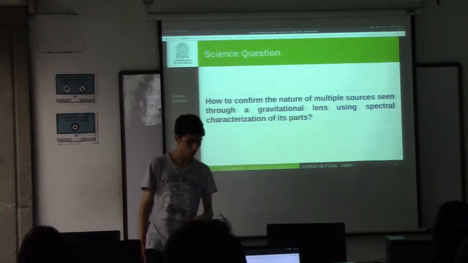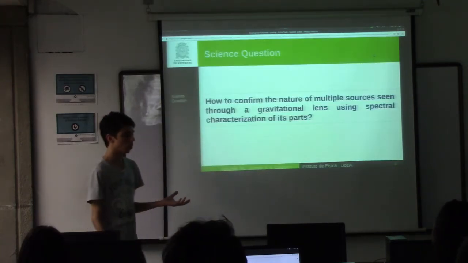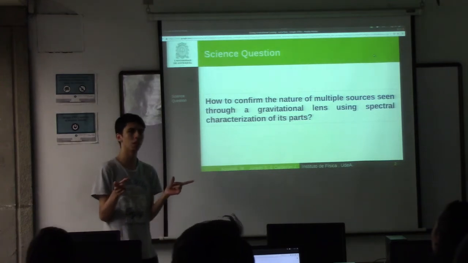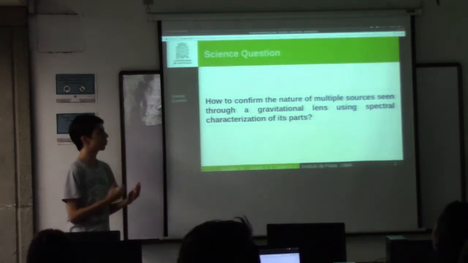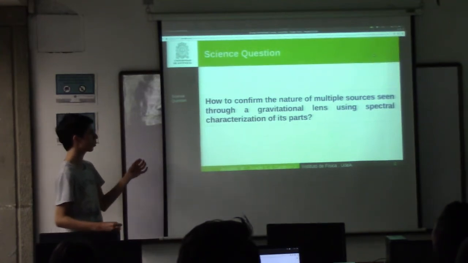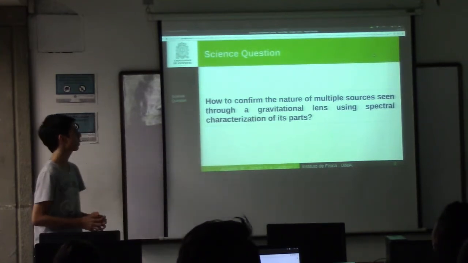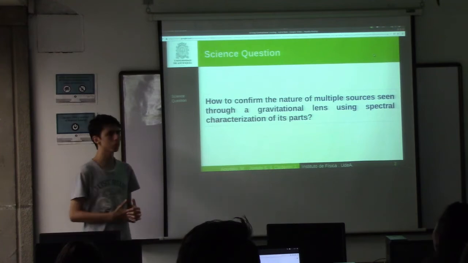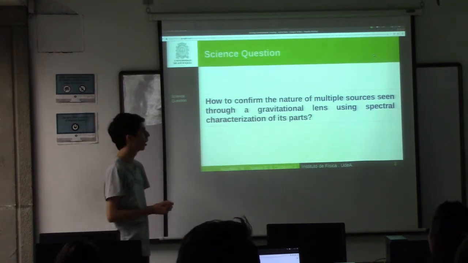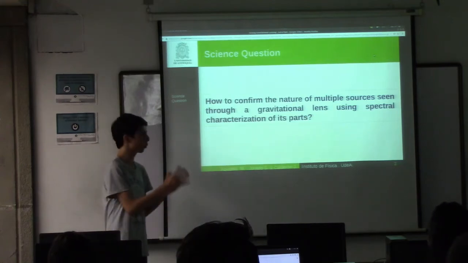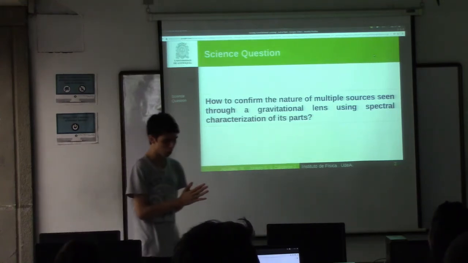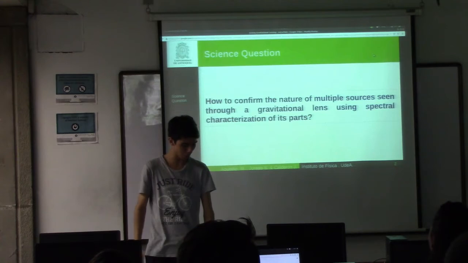So the science question wasn't explicit there, but we figured out that it was something like this: how to confirm the nature of multiple sources seen through a gravitational lens using spectral characterization of its parts, of its components. That was what we figured out was the science question. We are going to go deeper into this topic right now.